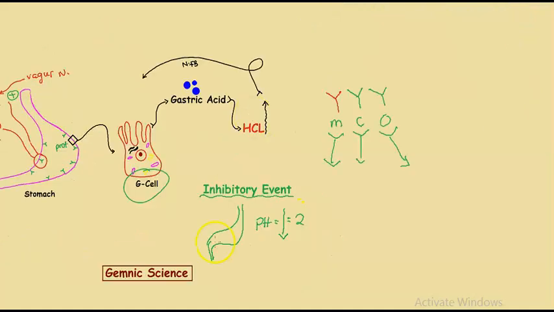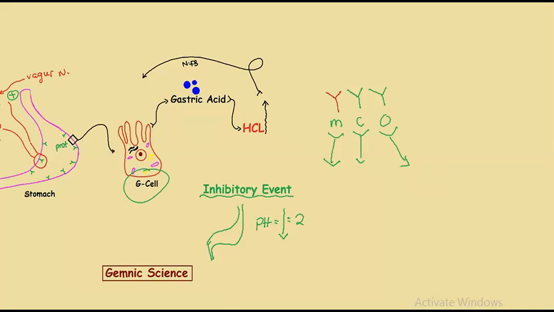For the inhibitory part, let's say if the pH in the stomach drops down to 2, meaning it's too acidic, so negative feedback will occur simply to reduce the acid production, which basically happens in the lining of the stomach.